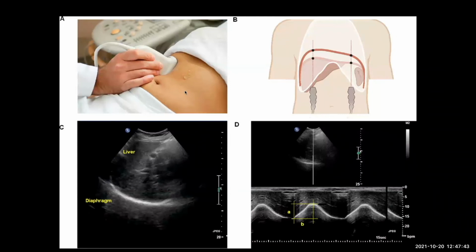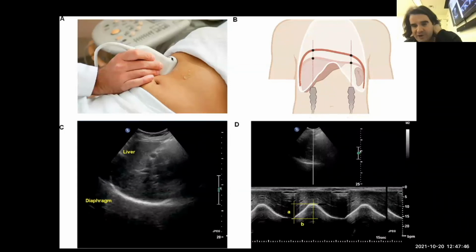So if you were to measure the diaphragm for excursion, there's 2 ways you can do it. Either you can measure from the lateral approach or the anterior approach. You can see there's liver, diaphragm, place M mode through there, and you watch for that descent, and you measure it on a time motion display, and this should be about 1.2 centimeters.